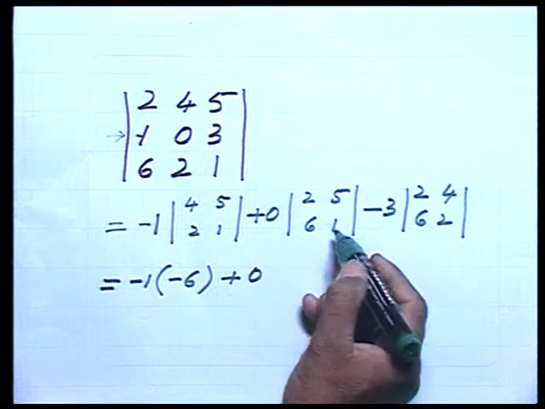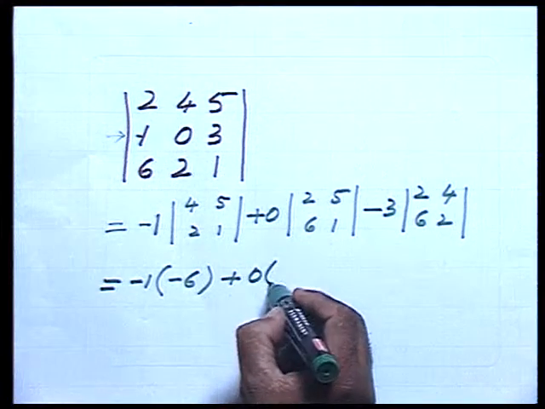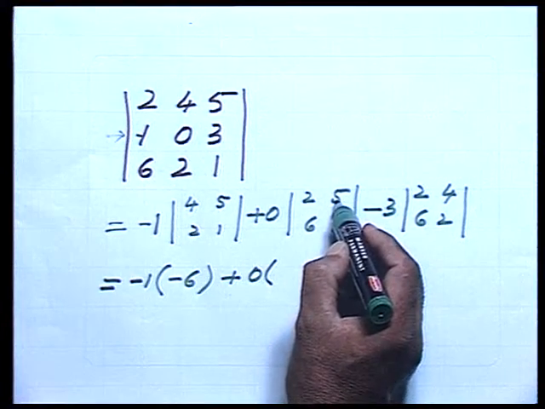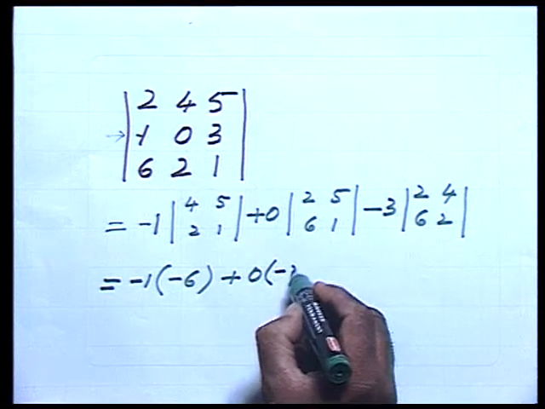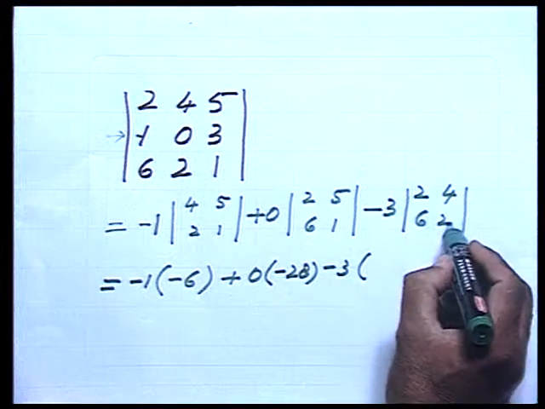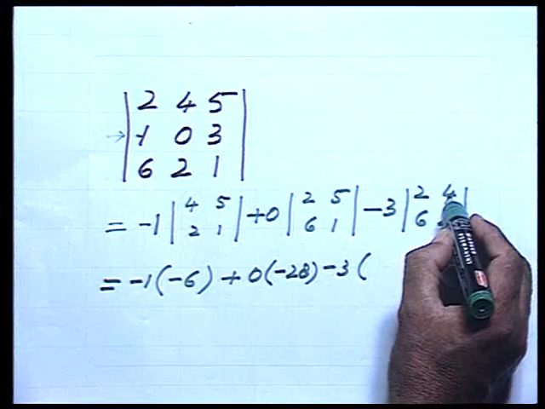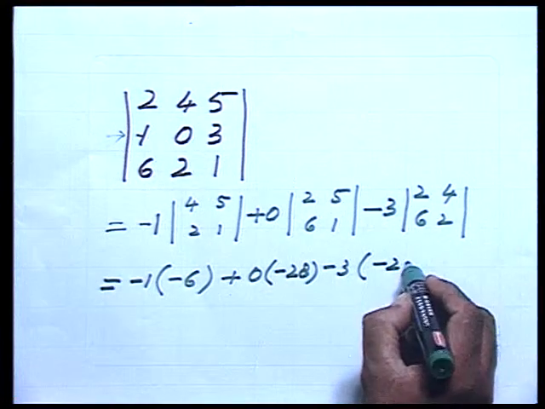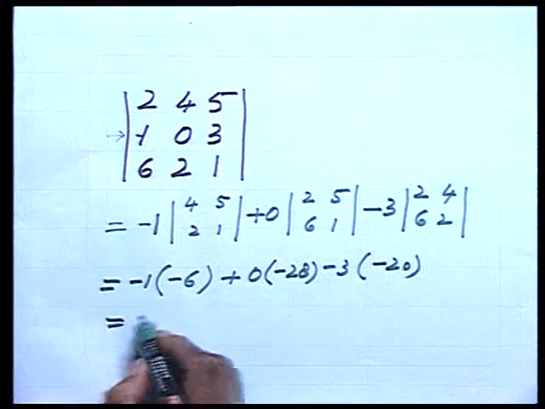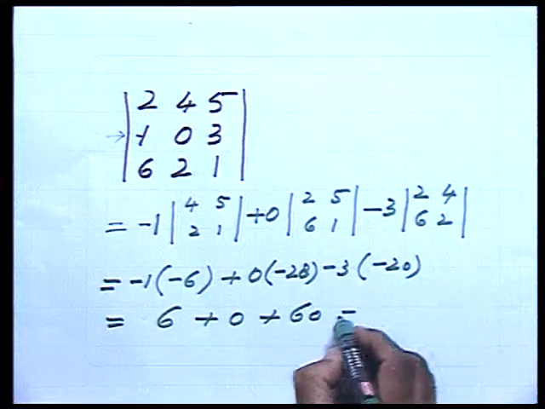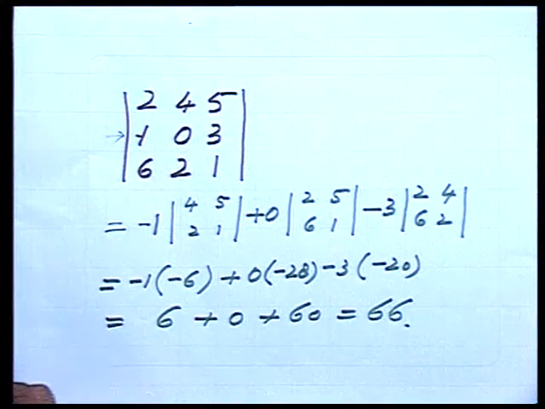This is 0, so the answer is going to be 0, but all the same if you feel like it you can compute it: 2 times 1 is 2, 6 times 5 is 30, so that is minus 28. For the 3: 2 twos are 4, 6 twos are 24, 4 minus 24 is minus 20. This gives you 6 plus 0 plus 60, that is 66.